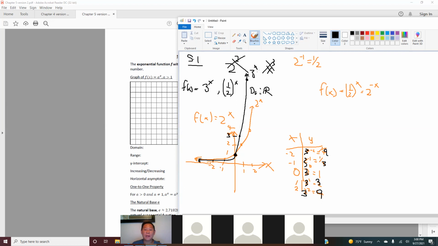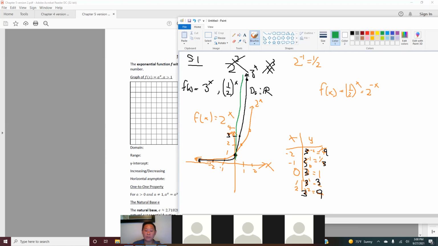So do you see a pattern coming out? If this is 2^x, and it still crosses at (0, 1), 3^x is the black one. What happens if I want you to draw 4^x, 5^x, 6^x? What happens to this graph? It will get closer and closer to your x-axis. So if I want you to draw 4^x, 4^x would be like this.